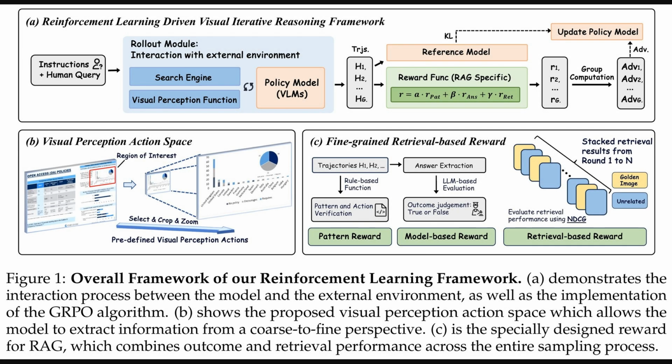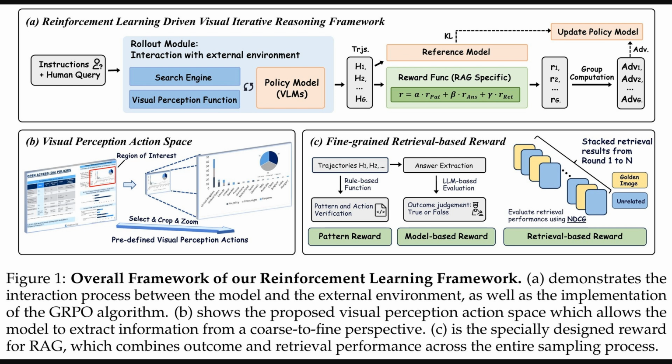Alright, this first figure gives a great overview of the whole framework. The diagram shows the main learning loop, where the vision language model interacts with the search engine and a special visual perception function to answer a query. A key innovation here is the visual perception action space. This lets the model select a specific region of an image, like a chart on a document, and essentially zoom in for a closer look, moving from a coarse to a fine-grained view.